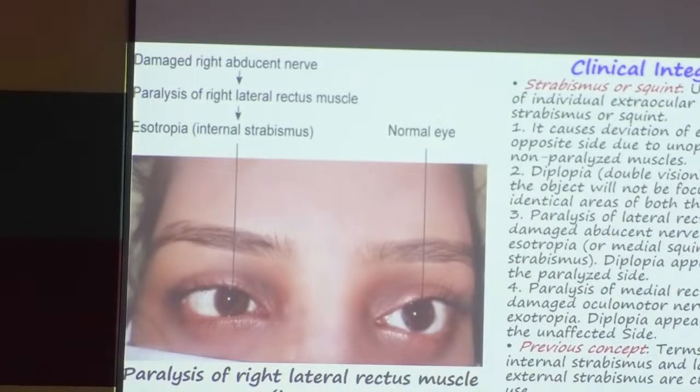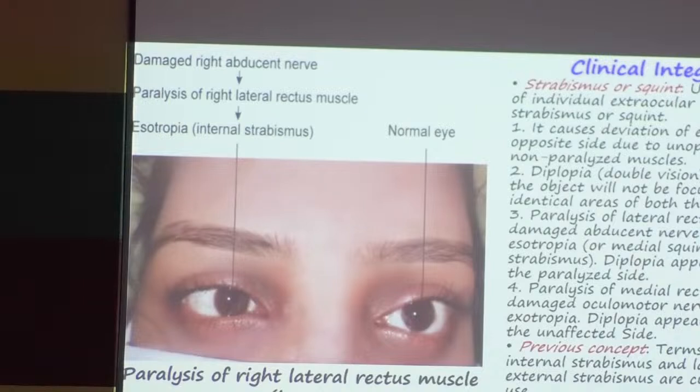Paralysis of medial rectus, due to damage of the oculomotor nerve, results in exotropia. Diplopia appears on looking to the unaffected side. According to these symptoms, you have to identify which nerve is paralyzed. And according to the previous concept, terms like medial squint or internal strabismus and lateral squint or external strabismus are currently not in use.